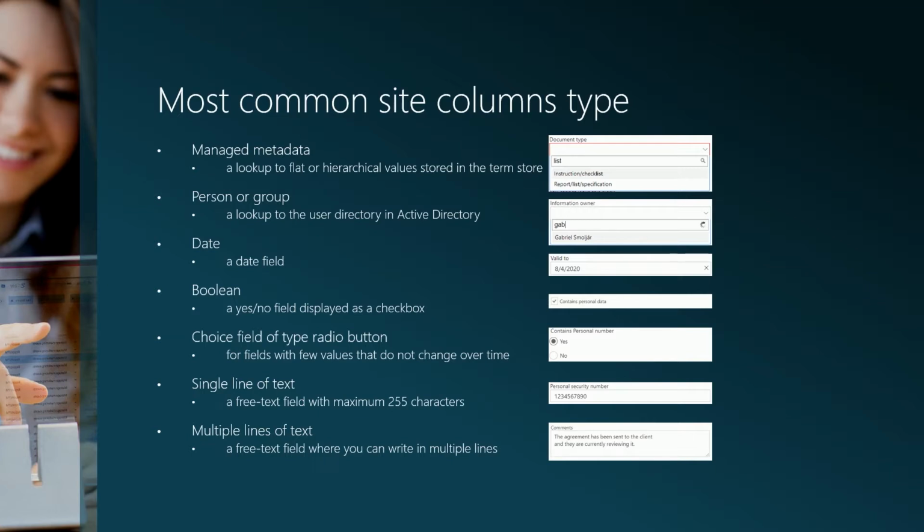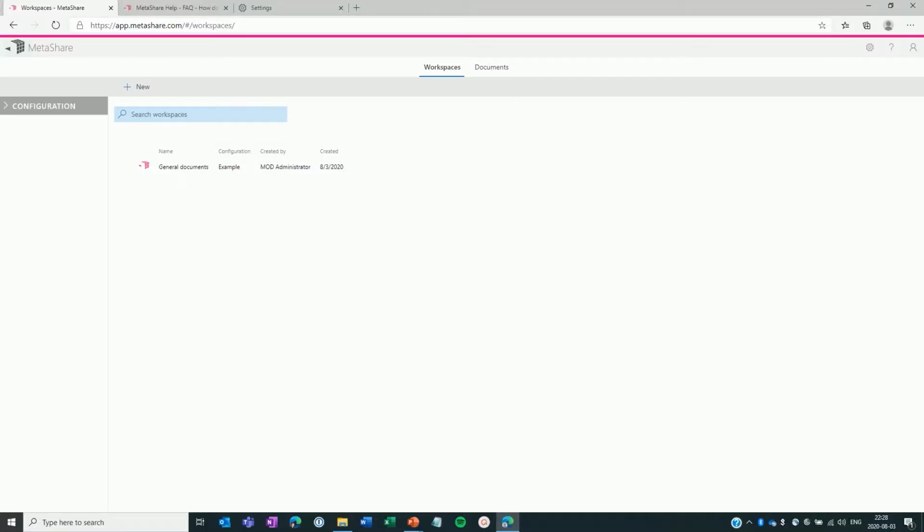Choice column of type radio button is for fields with few values that do not change over time. Single line of text column is a free text field with a maximum of 255 characters. Lastly, we have multiple lines of text column, which is a free text field where you can write in multiple lines. I will now start with the demo.